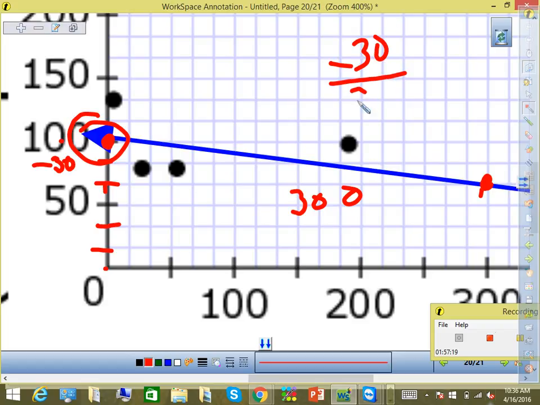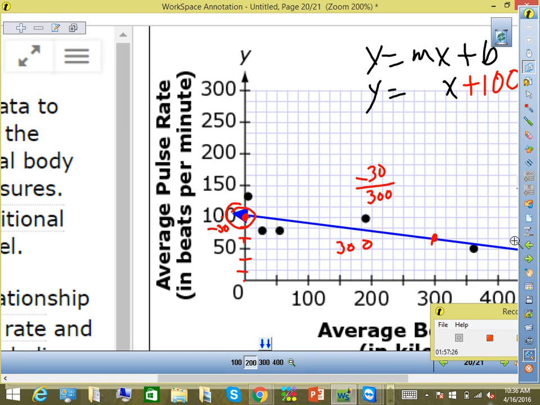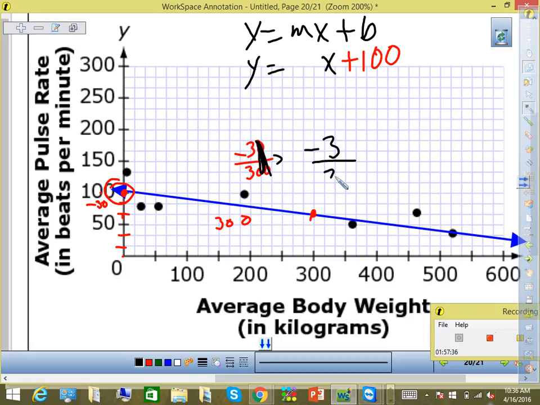So negative 30 over 300. Look up, please. Let me zoom out. Can we simplify this fraction? Yes, get rid of some zeros. We're left with negative 3 over 30. Can I simplify negative 3 over 30? It becomes what? Negative 1 over 10. So my equation is y equals negative 1 over 10x plus 100. Is that very simple? Yes?